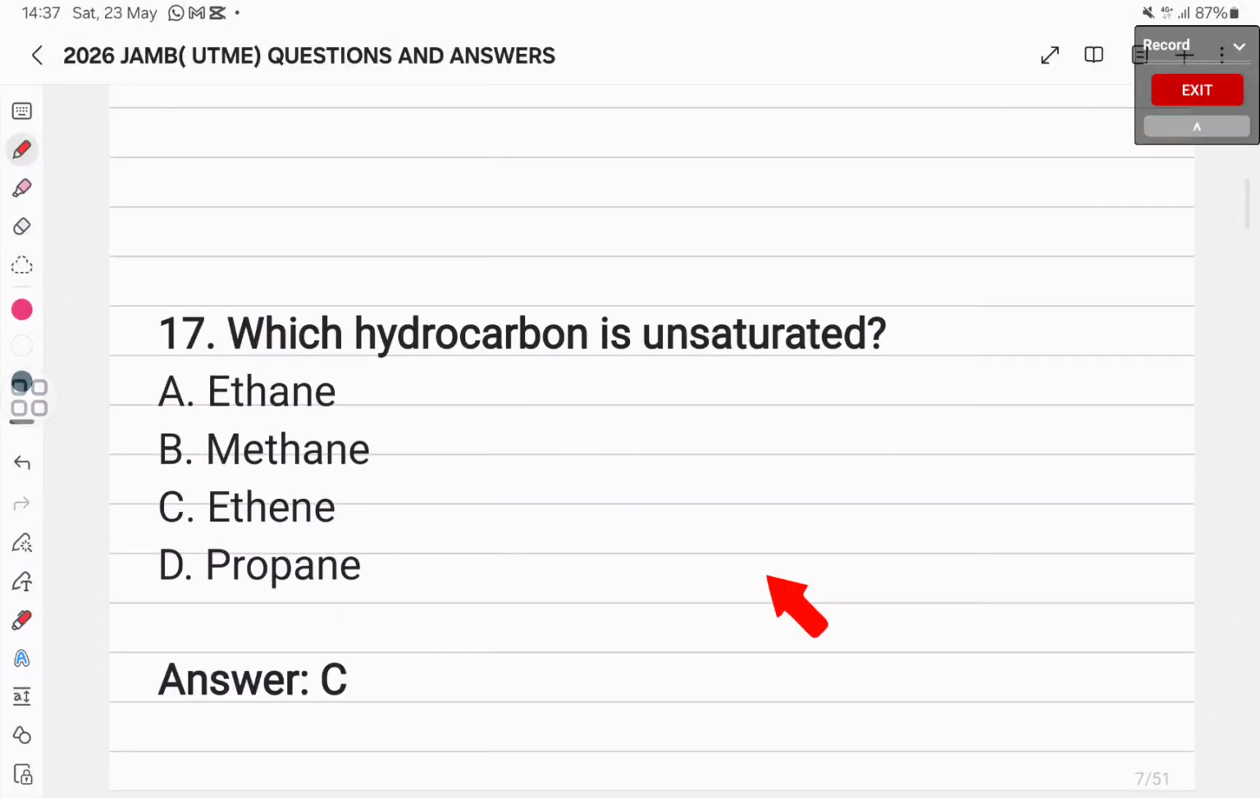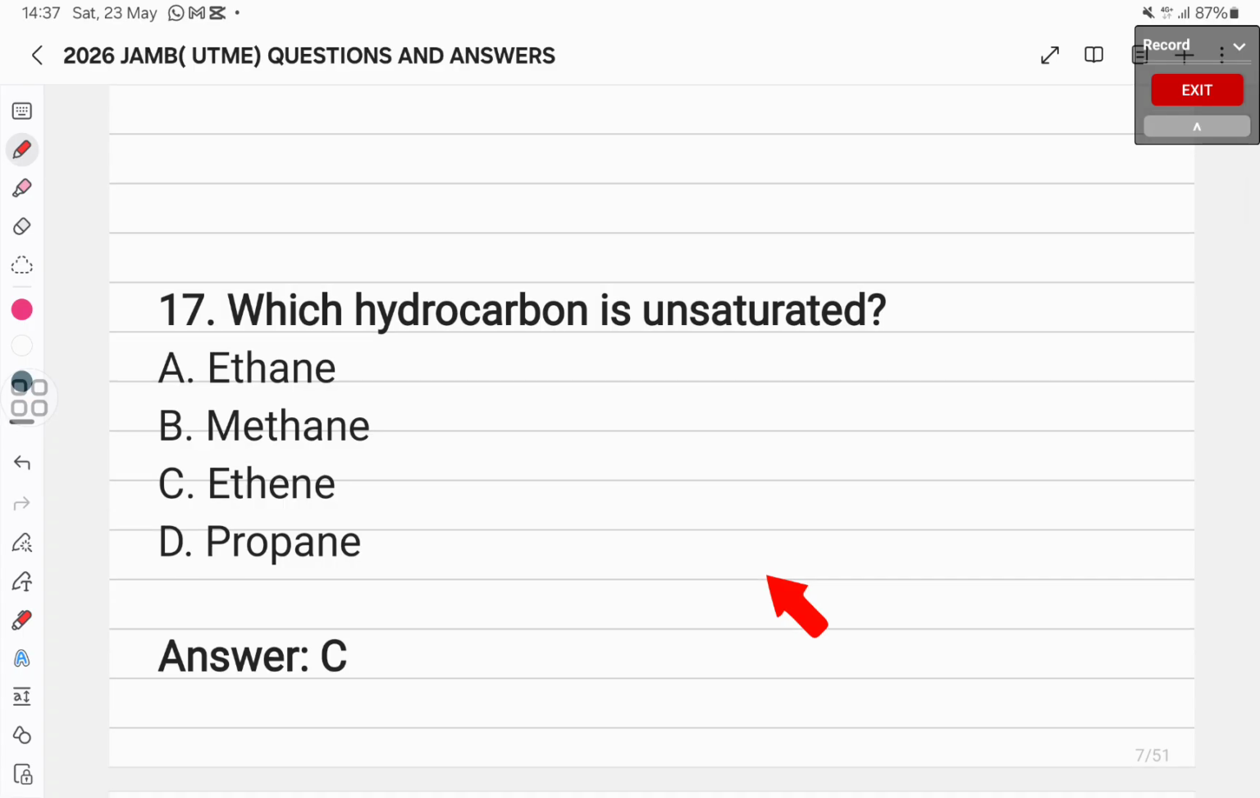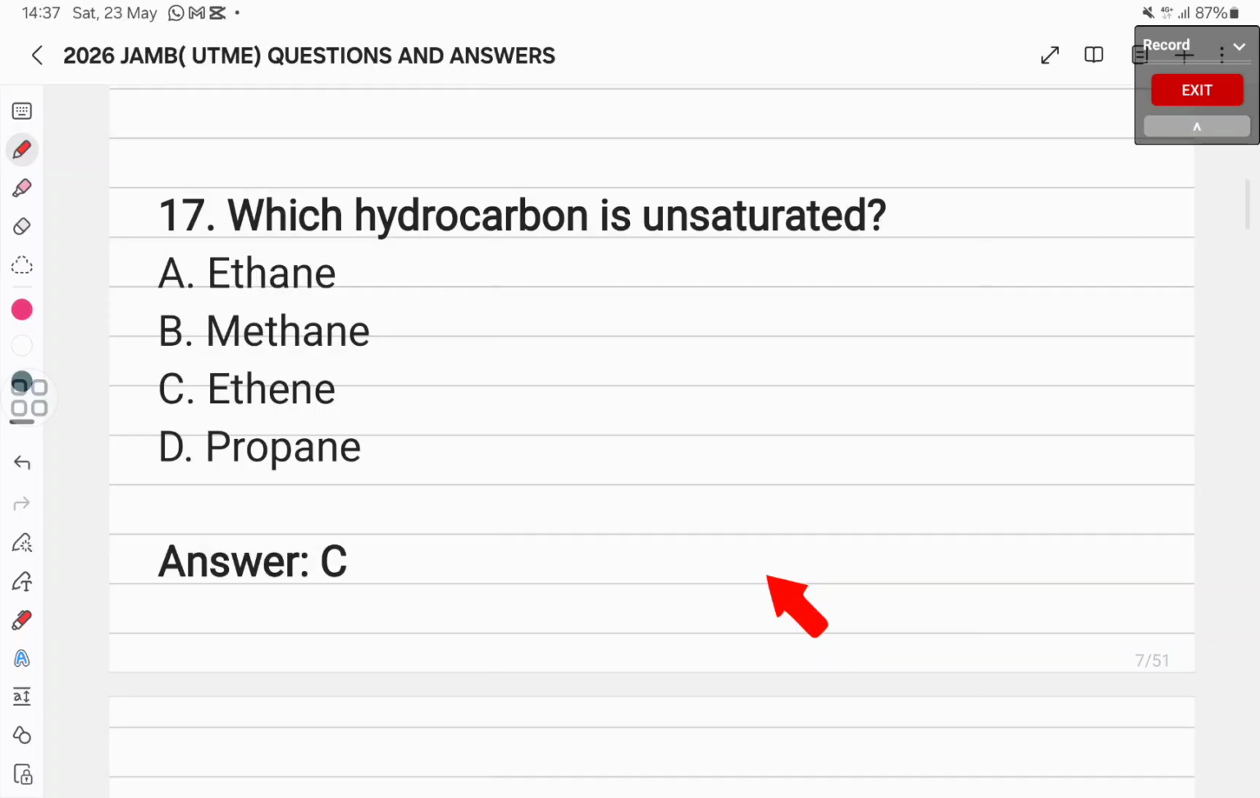Number 17. Which hydrocarbon is unsaturated? Sorry, unsaturated, not saturated. Which hydrocarbon is unsaturated? The one that is unsaturated is C. Let me shed more light on this for better understanding.